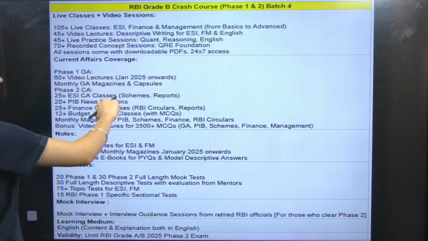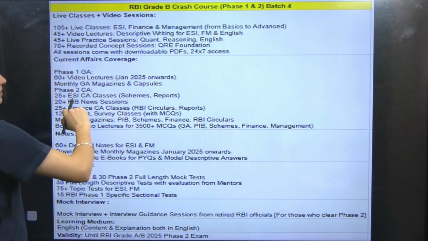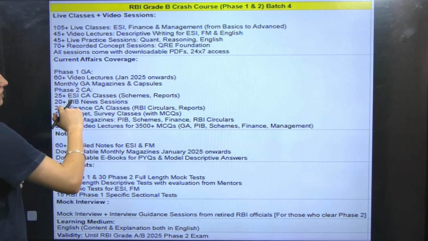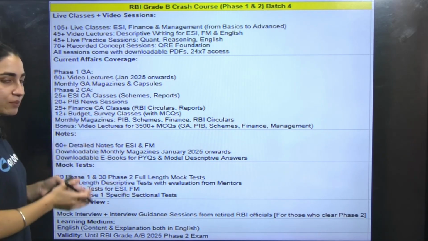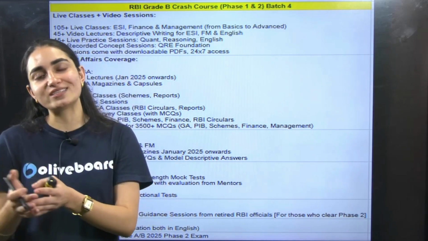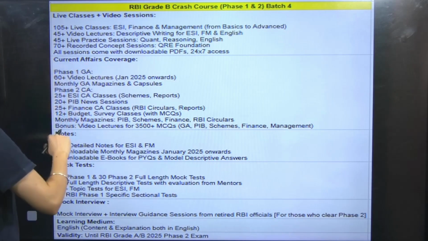45 plus lectures will be there in the descriptive writing section. 45 plus live lectures will be there considering QRE. 70 plus recorded lectures will be there regarding QRE foundation as well. So we are starting from the basics and taking you to the advanced level also. Now let's consider the other parts when it comes to coverage of current affairs.